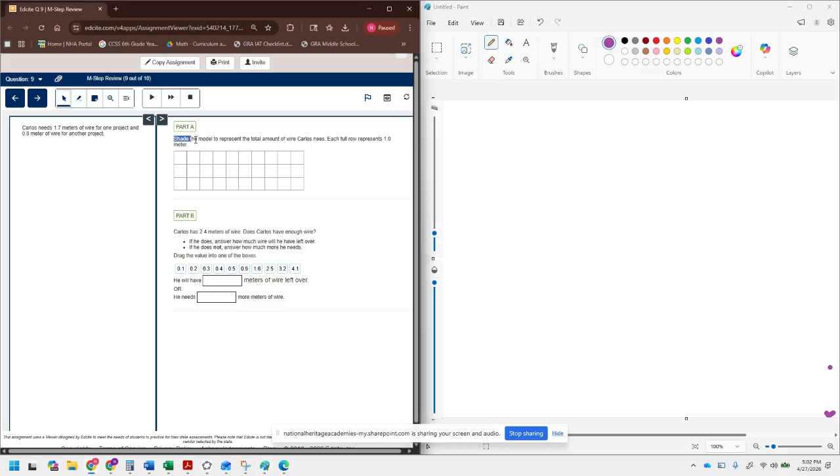Part A, shade the model to represent the total amount of wire Carlos needs. Each full row represents 1 meter. Well, he needs 1.7. So 1, 2, 3, 4, 5, 6, 7, 8, 9, 10. So that's 1 full meter. Now he needs 0.7. 3, 4, 5, 6, 7. Now he needs 0.8 more. So 1, 2, 3, 4, 5, 6, 7, 8. So that's 2 full and 1, 2, 3, 4, 5 of another. So he needs 2.5.